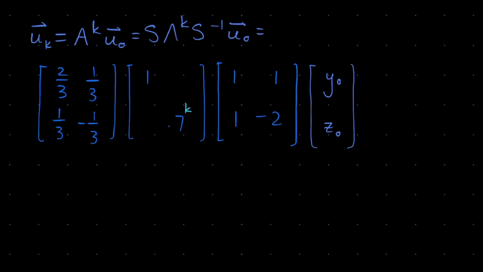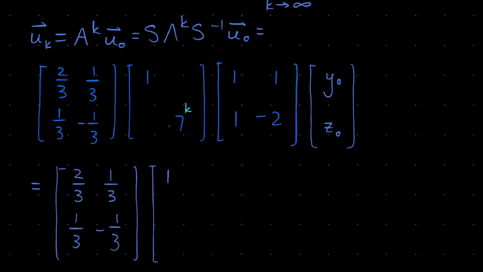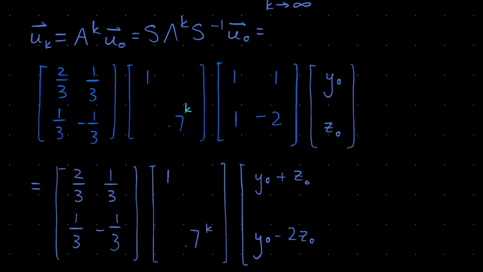Now, what we're considering is when k approaches infinity. But let's first expand the matrices, that is, multiply the matrices together. Well, computing this, we keep the first matrix. We write the second matrix as follows. And we multiply the third and the fourth matrix, giving us y naught plus z naught and y naught minus 2z naught.